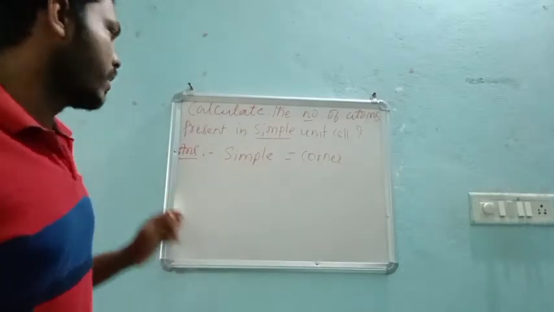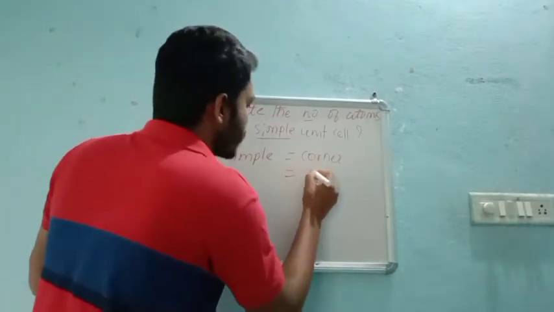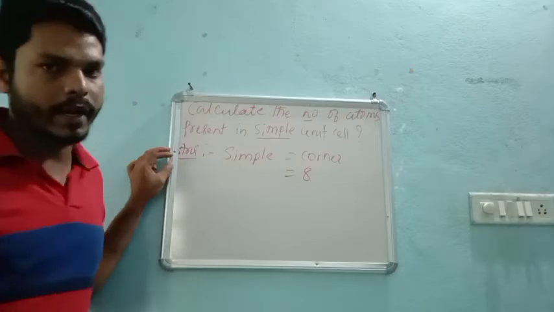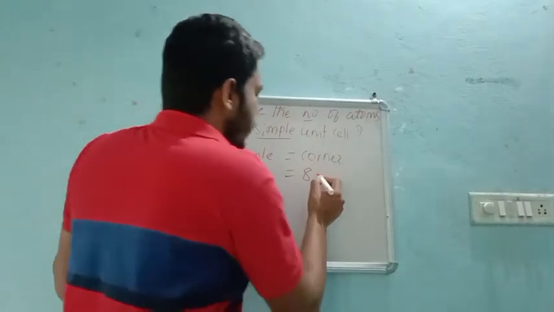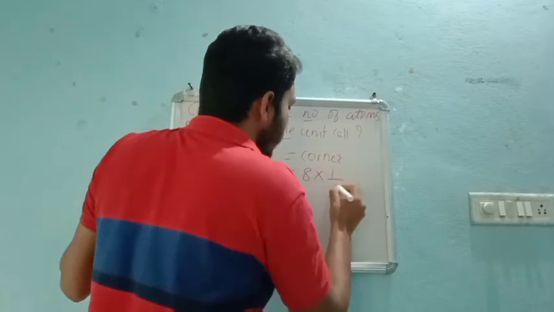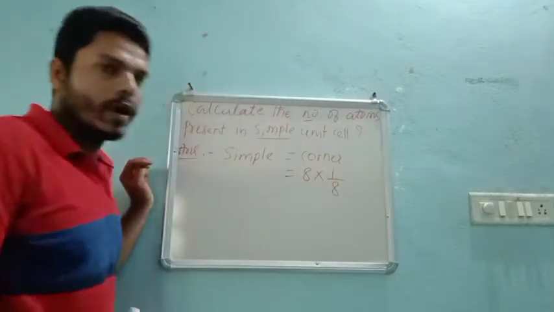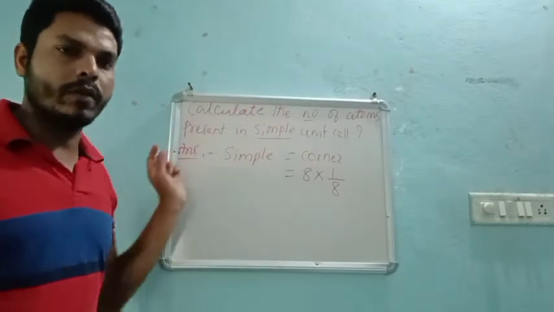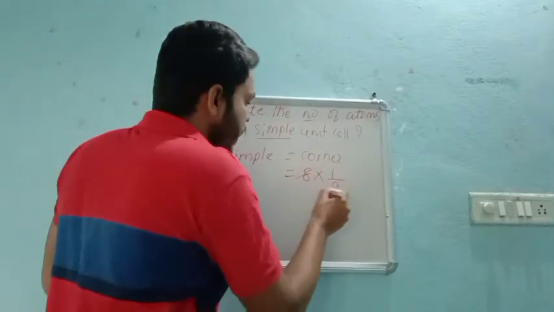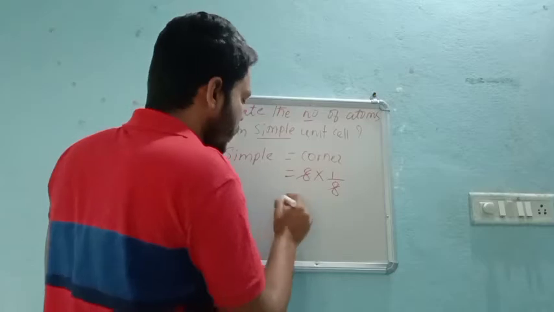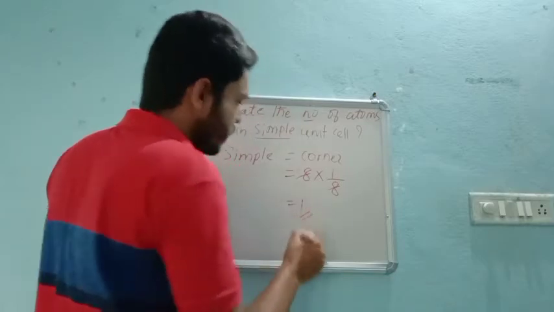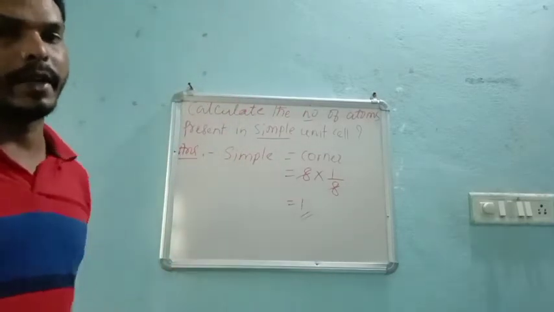So how many corners are there in the unit cell? There are 8 corners, we already know. Already we have calculated. And what is its contribution? A corner always contributes 1 by 8 part. Just now we saw, right? So 8 gets cancelled. That means in simple, the number of atoms will always be 1. Let's see how easy it is.